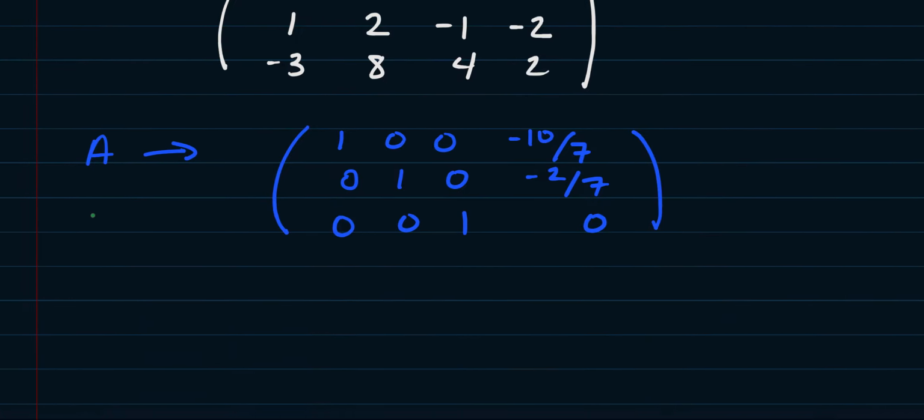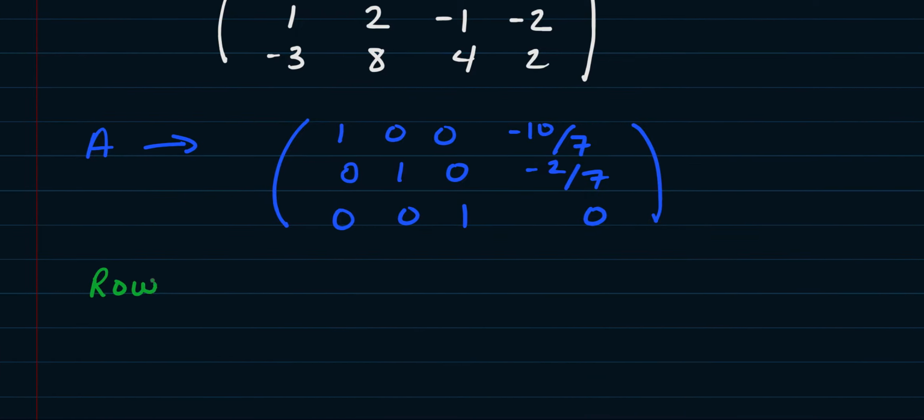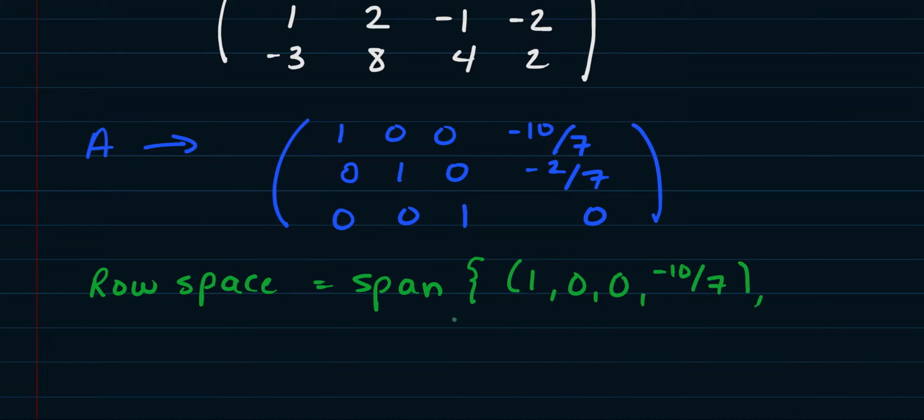The row space is going to be the span of these three vectors, these three rows here. 1, 0, 0, negative 10 sevenths. That's the first one. 0, 1, 0, negative 2 sevenths.